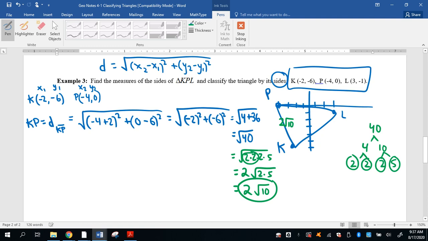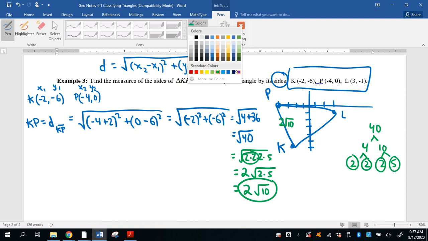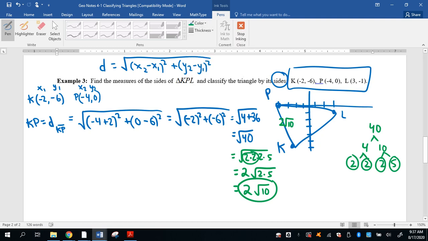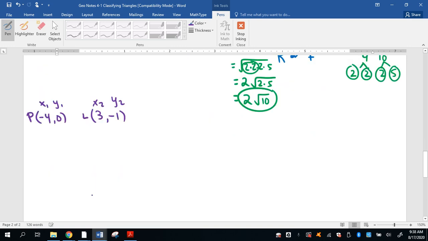Let's find PL next, and I'll use a different color. How about purple? And so PL. So I'm going to rewrite what P is. So P is -4, 0. L is 3, -1. So we have x1, y1, x2, y2. And we will plug in the particular numbers into the distance formula.